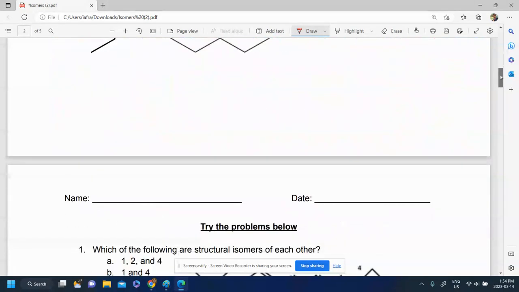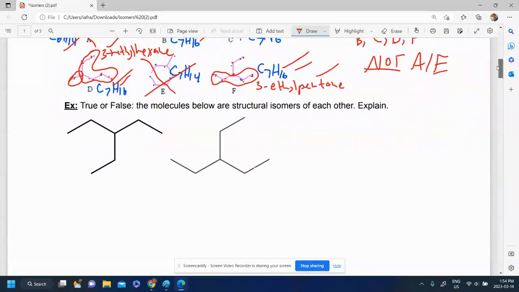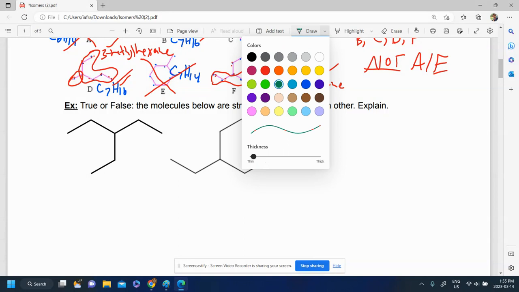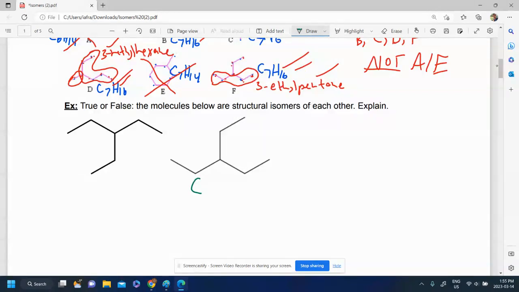Okay, next up, let's try the following question. You can try it yourself first and then see if you're on the right track by unpausing the video when you're done. So true or false, the molecules below are structural isomers of each other. So again, first step is let's just find their molecular formulas. We got alkanes we're dealing with here.